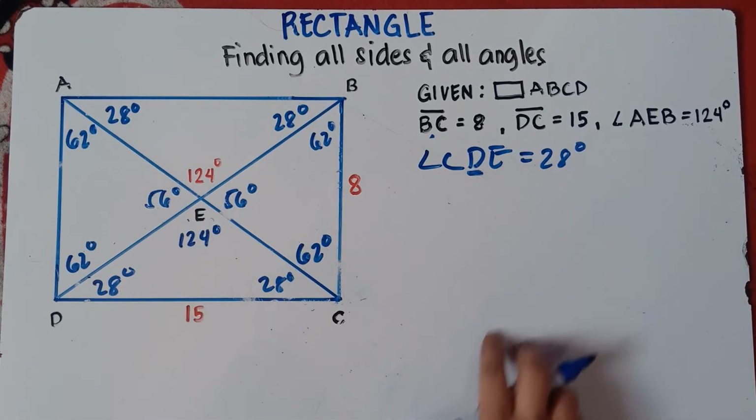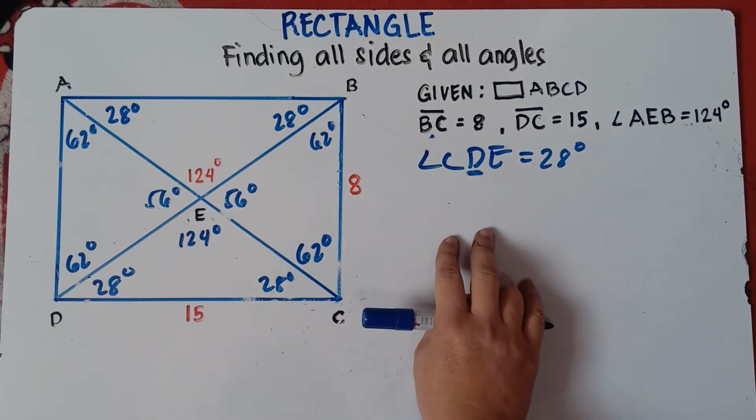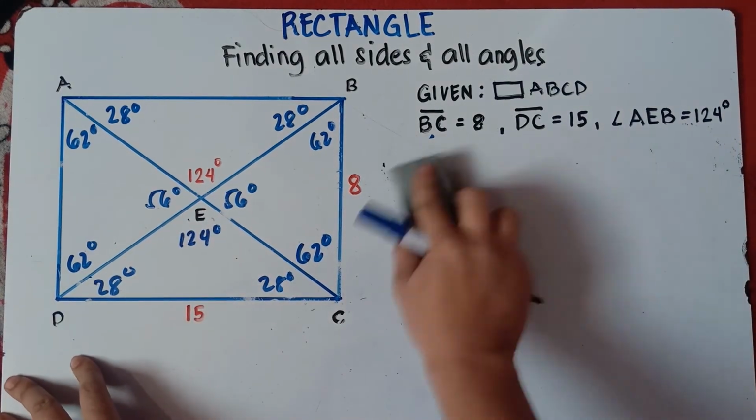CDE. So that would be 28 degrees. So you can name it like this, class. Okay? So it's for you to name those angles. So let's find all sides, class.